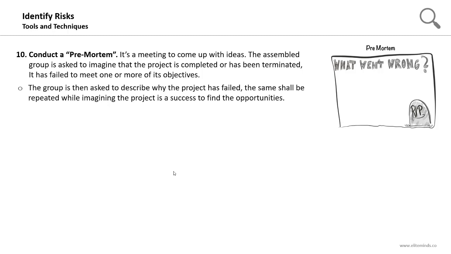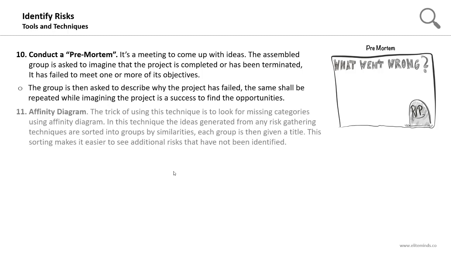So the team will imagine the project was a failure and they will start thinking about the reasons for this failure, and these reasons will be the threats. Then the team will be asked to imagine that the project was a great success, and the possible reasons for this success might be the project opportunities.